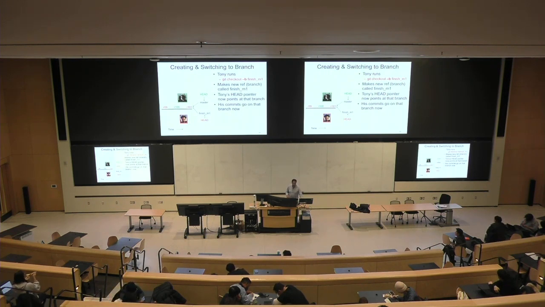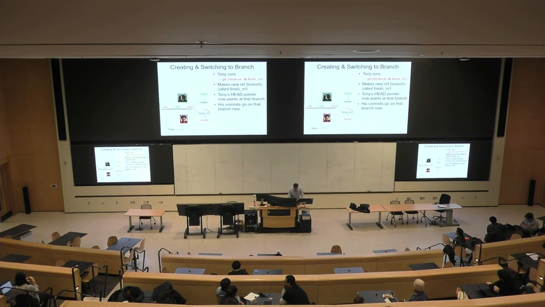So the way we do this is Tony runs this command, git checkout. That's to get a certain commit into my working copy, and he specifies this -b or branch option, and he gives it a name. The name he's chosen could be anything, but he's going to call it finish M1. It's for milestone 1.